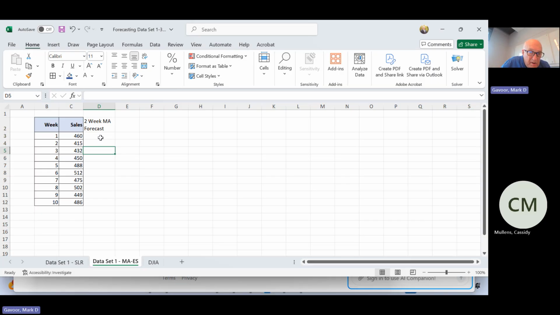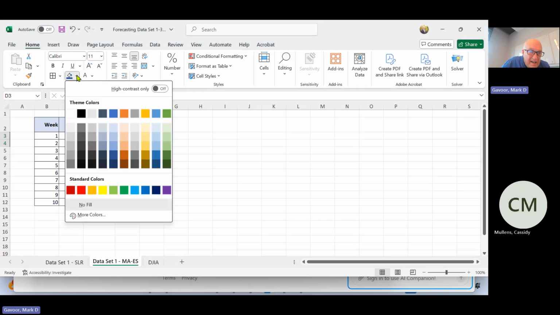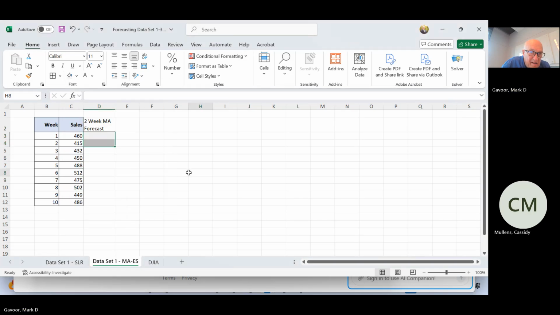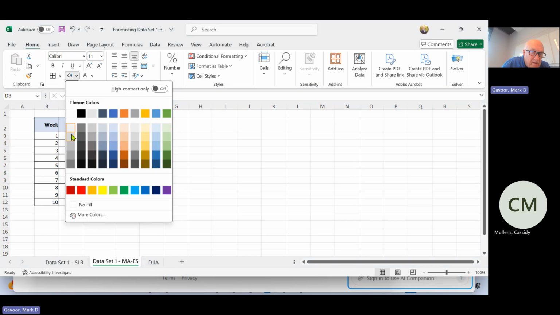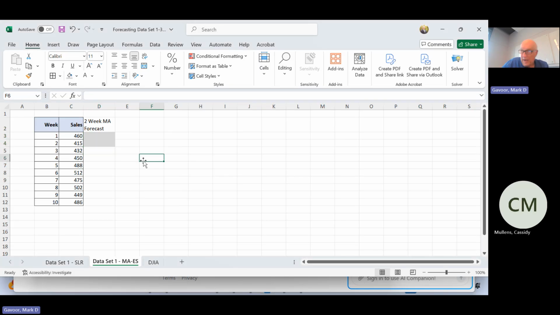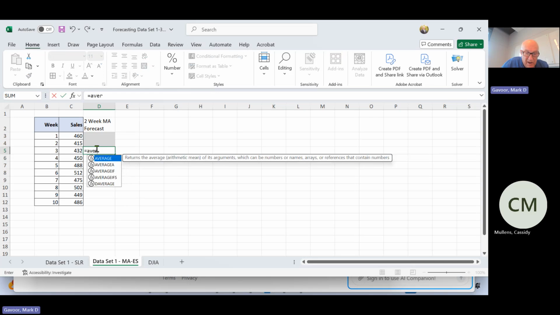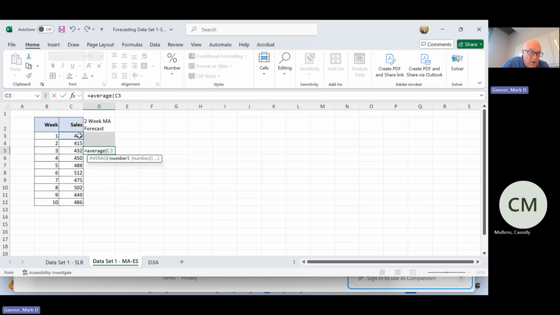So maybe I'll go here and I'll shade that like this. That's maybe a little darker than that. A gray color, which means we're not forecasting that. My first forecast is here. And how do I forecast it using moving average? Well, it's average, so I use the average function, which takes the average of whatever I put in there. And I go to week 1 and week 2. I do not use week 3.